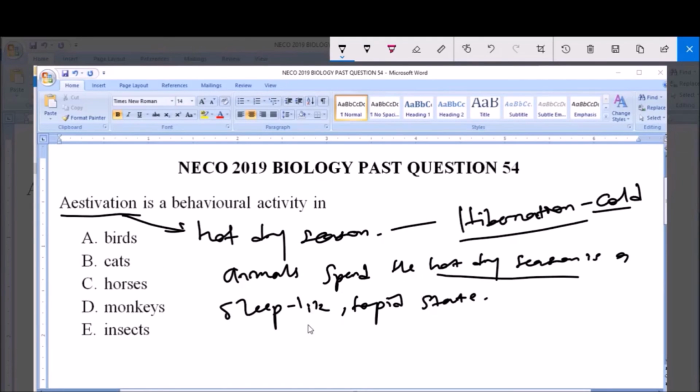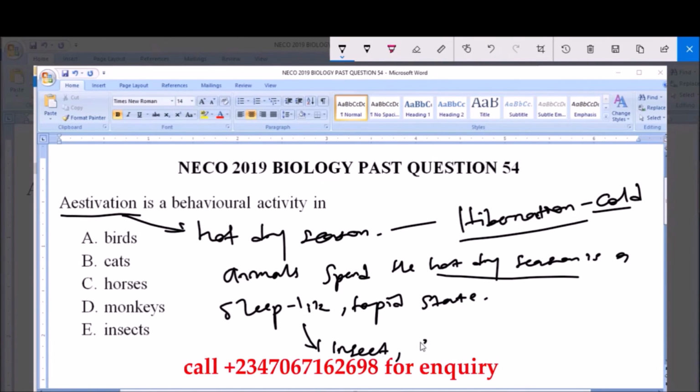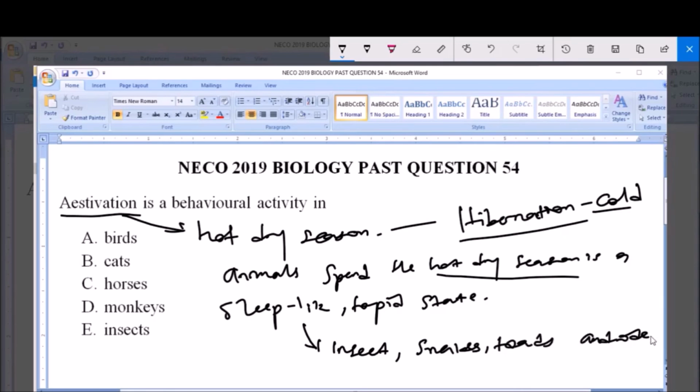And estivation is mostly a behavioral activity of insects, snakes, toads, and rodents. So they go into a sleep-like state or torpid state or inactive state during the hot dry season. Now from the options here, we see that option E, insects, is part of the organisms I listed that undergo estivation. So the answer to this question is insects. The insect is an organism that undergoes estivation during the hot dry season.